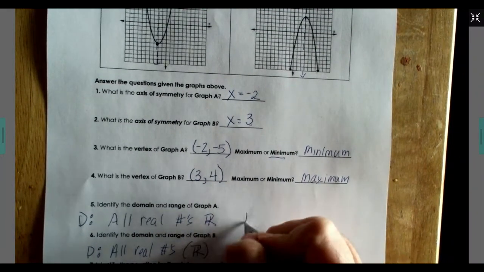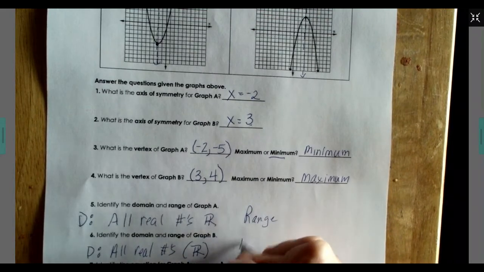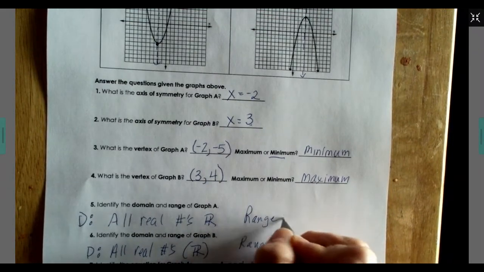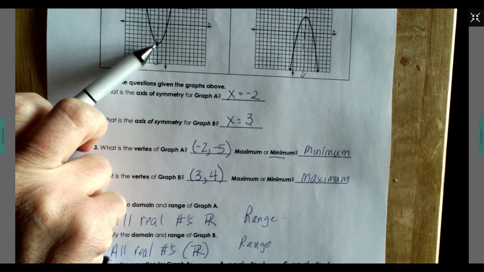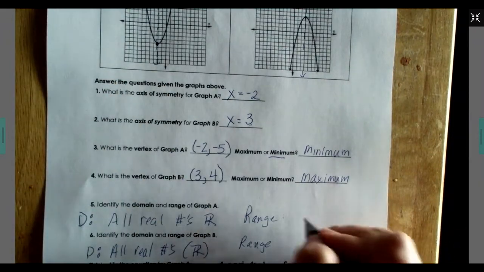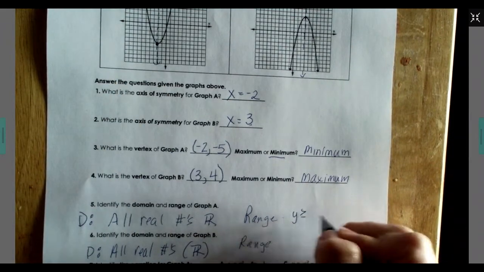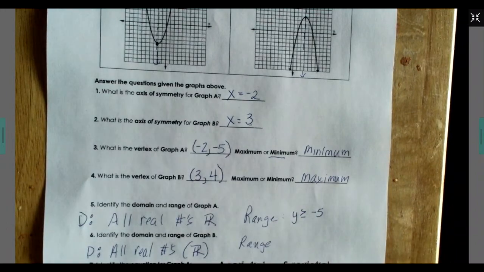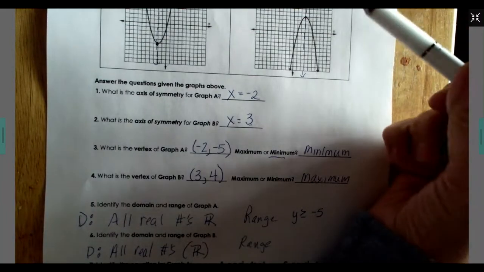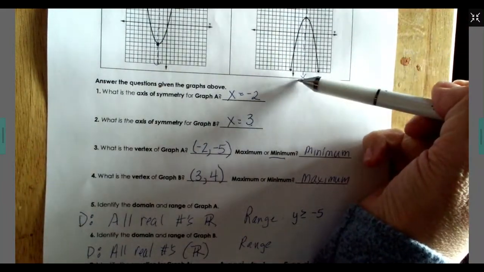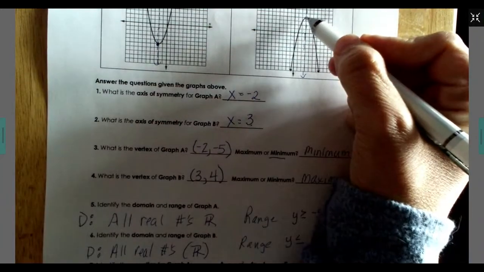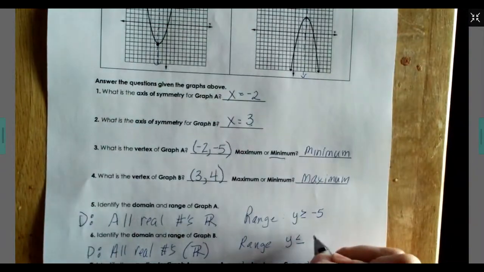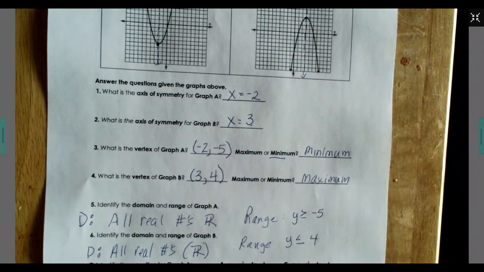And then we want to find our range. So here we see our lowest y value is -5, and then it goes up from there. So y has to be greater than or equal to -5 because it's increasing from that low point. From this one, it goes down from that point, so we know we're going to have y is less than or equal to the highest point of y, which is 4. So y is less than or equal to 4.